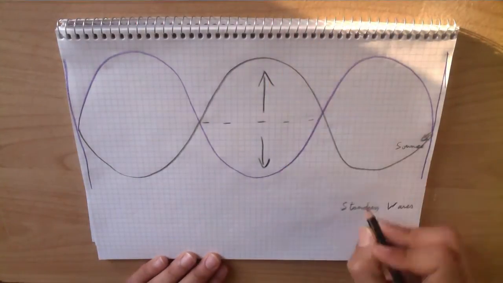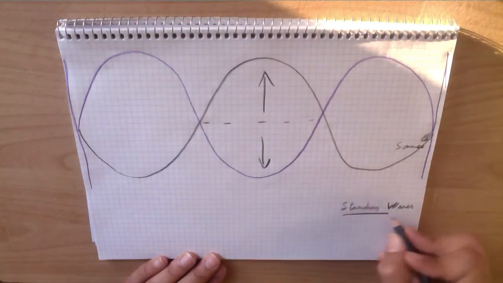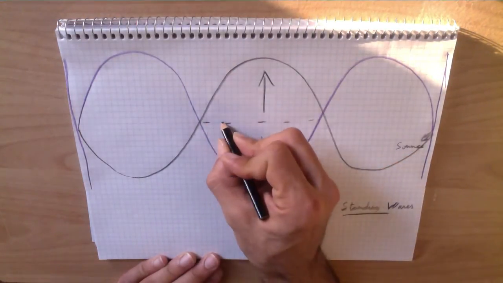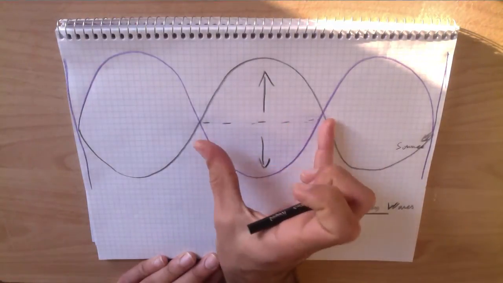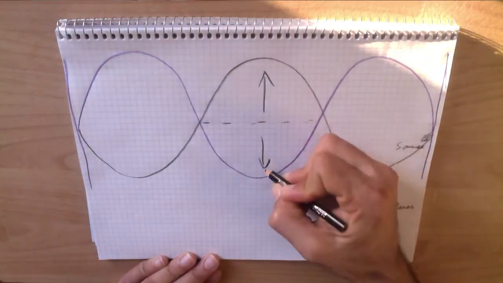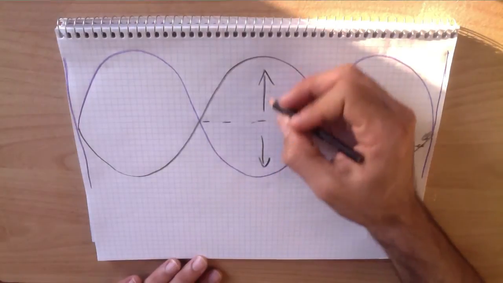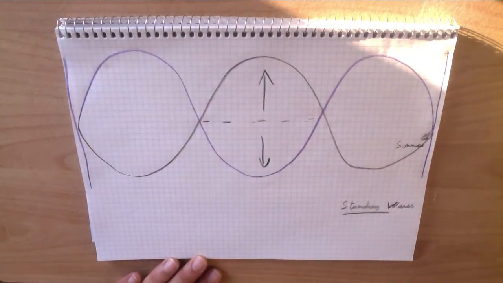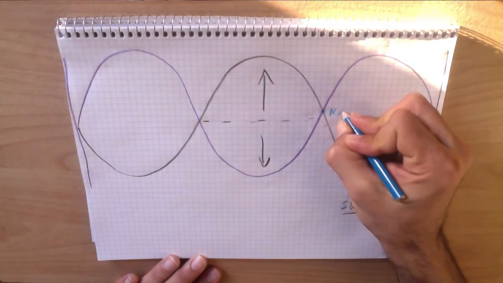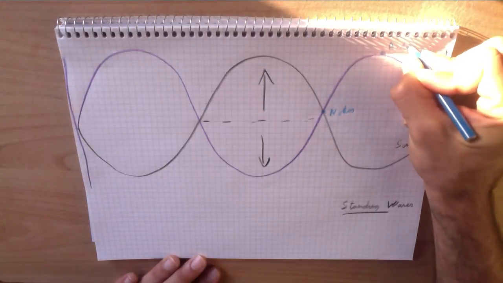It goes up and down in a standing fashion, like a stationary fashion, just like a guitar string. Imagine if this was a guitar string over here and these were the two ends, the bridge and the neck. It would go up and down in this particular fashion, exactly the same as a standing wave inside the microwave. Now these intersections are called nodes and the highest point is called the antinode.